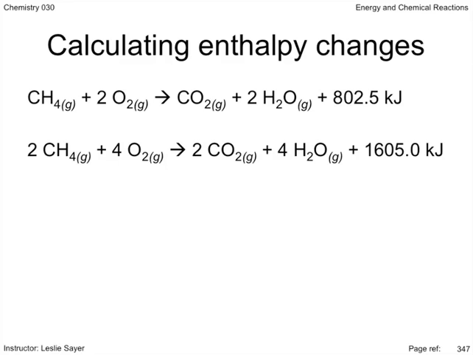Since I doubled the quantities of all the components in the equation, it makes sense to double the change in enthalpy. After all, if I were burning methane gas, twice the amount of methane would produce twice the amount of energy.